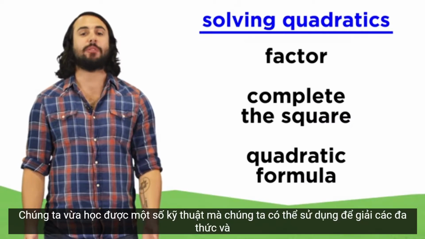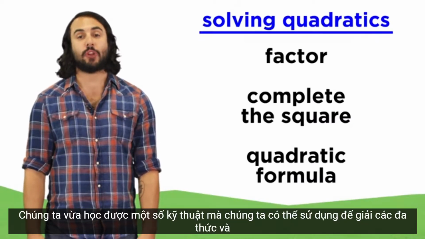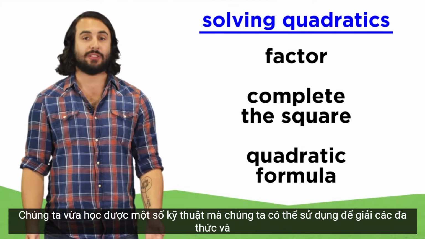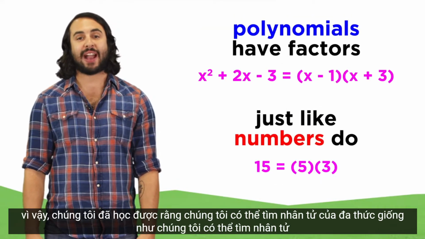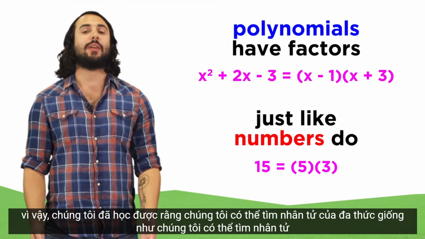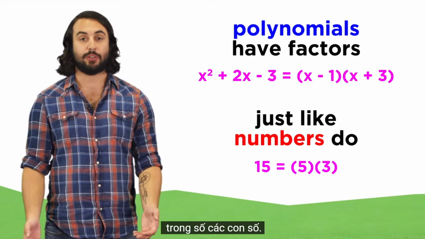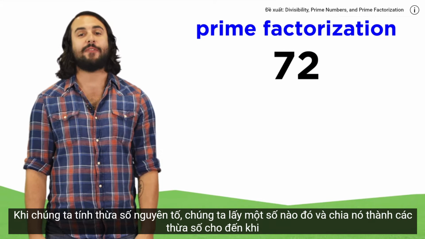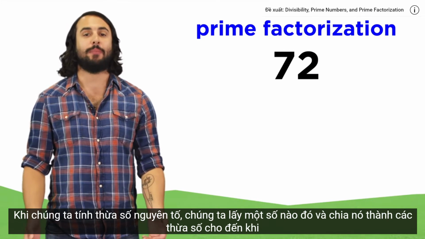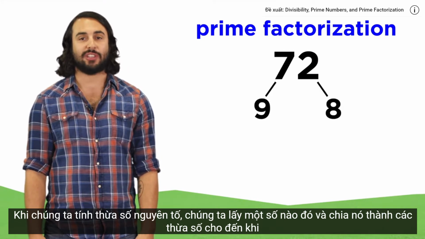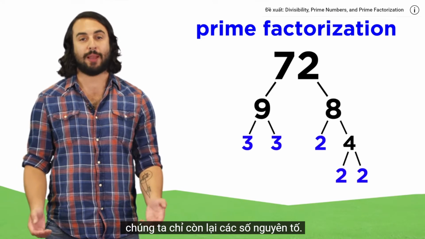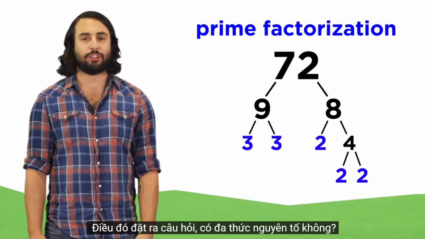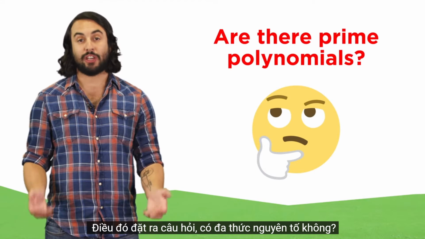We just learned a couple techniques that we can use to solve polynomials. And in doing so, we learned that we can find the factors of polynomials just like we can find the factors of numbers. When we do prime factorization, we take some number and split it up into factors until we are left with only prime numbers. That begs the question, are there prime polynomials?